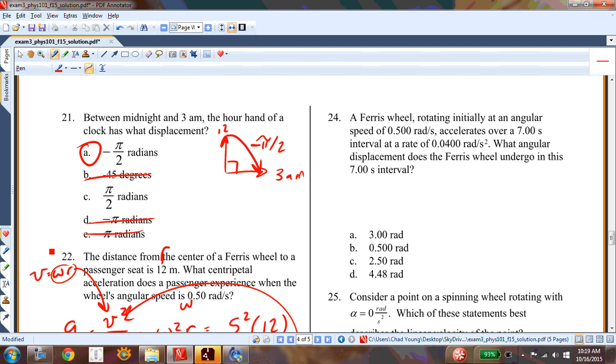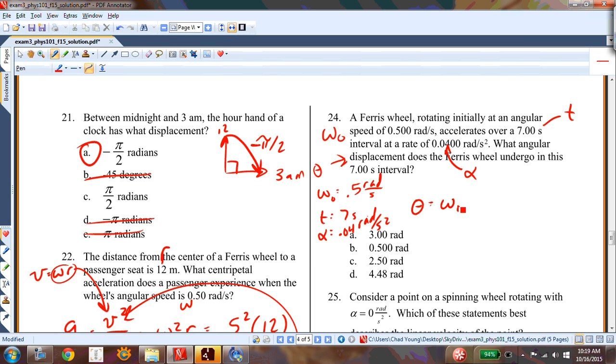Alright, Ferris wheel has an initial angular speed, that's omega naught. It accelerates over 7 seconds, that's t. And this is alpha, my angular acceleration. I want to know the angular displacement, that's my theta. So let's sort of tidy this up. So omega naught equals 0.5 radians per second. That's good. It's in radians. T is 7 seconds. Alpha is 0.04 radians per second squared. And I'm looking for theta.